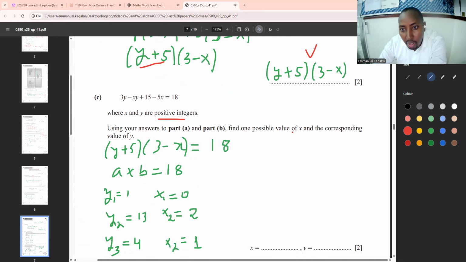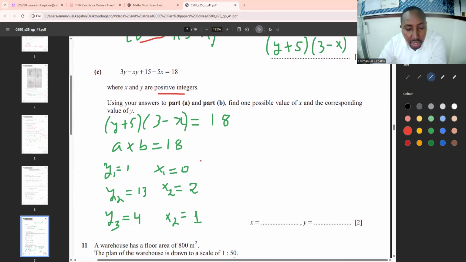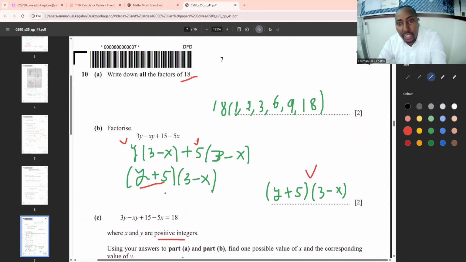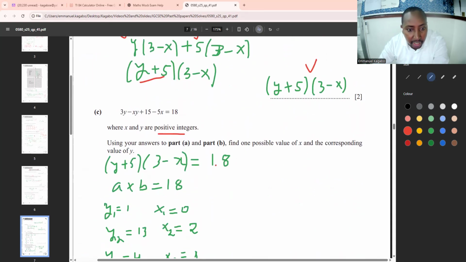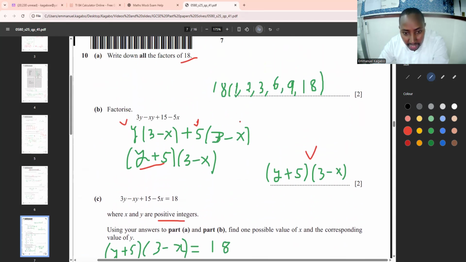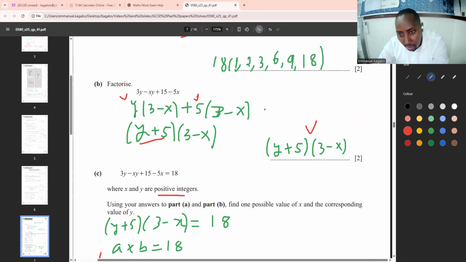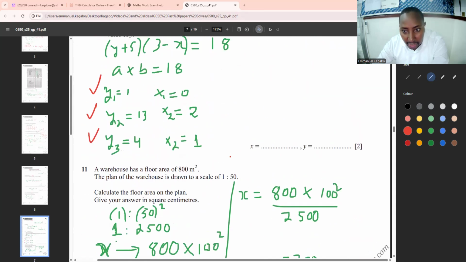Find one possible value of x and the corresponding value of y. So there are very many possible values. I listed all of them, but you just base it on what you have here. So you can check. I wrote all the possible scenarios here, but you have to choose from that, basing on that one. Okay, very good.